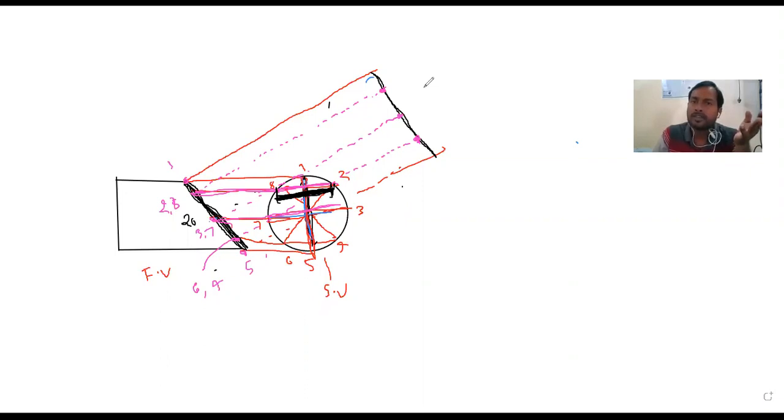I want to take a different one. So you can see this distance, only this distance: middle line to 2 or middle line to 8.